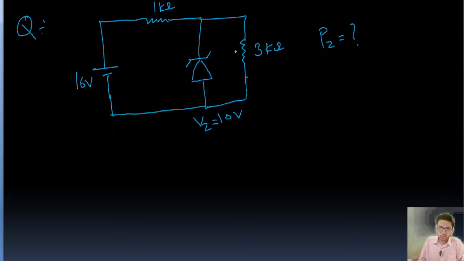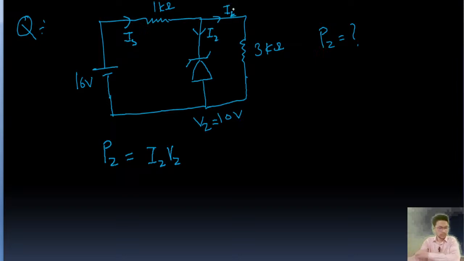Okay, so I'm going to solve it. We need to find PZ. So we know PZ, that is the power of the Zener diode, is going to be IZ into VZ, right? VZ is 10. So we know this is IS, this current, and this current is IZ, and this current is IL, the load current, right?